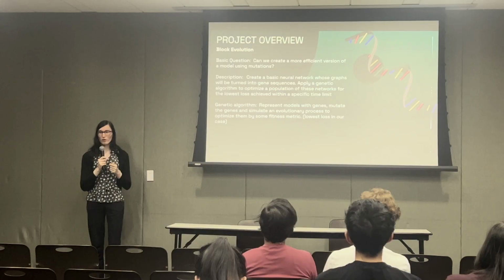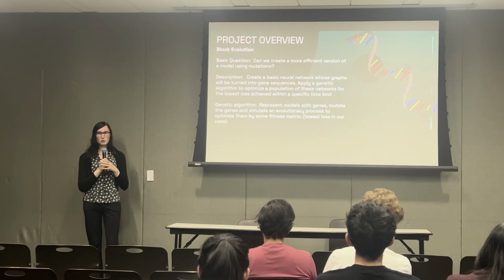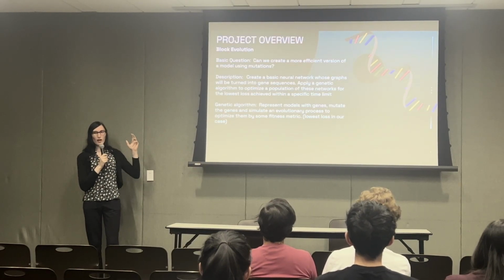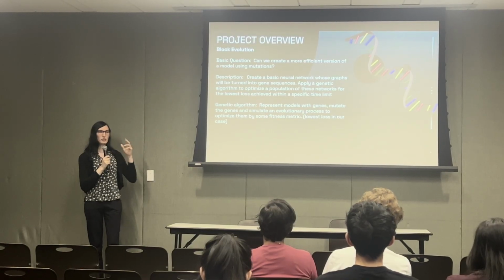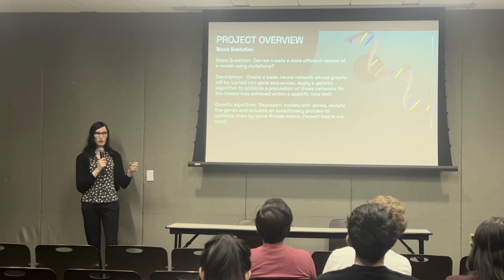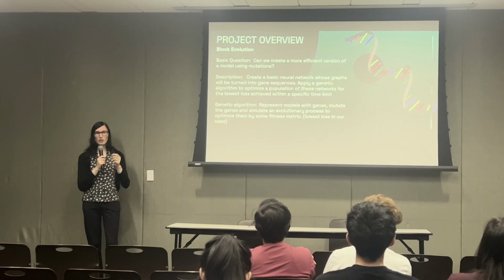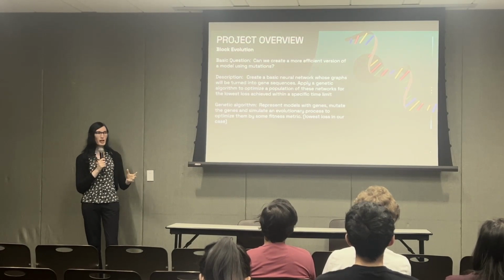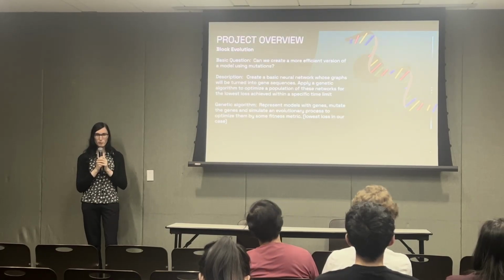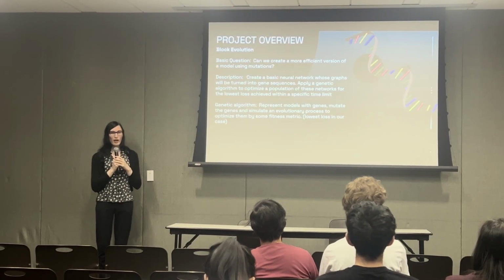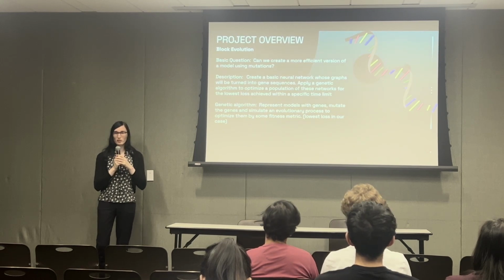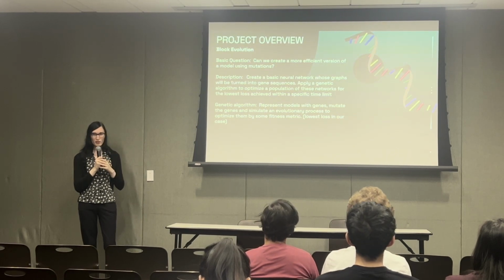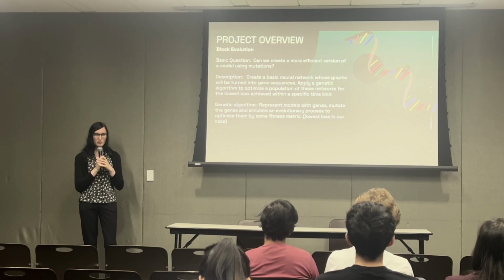The genetic part of a genetic algorithm means we're doing this by assigning each model a gene sequence that's used to build the model, mutating the gene sequence, and then using the mutated gene sequences to build more models. And we're genetically optimizing the model structures for the lowest loss achieved within a fixed time period.